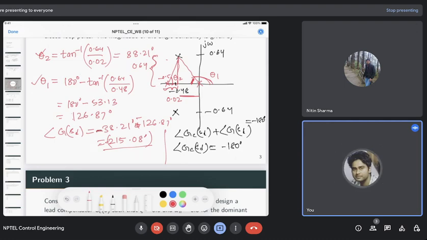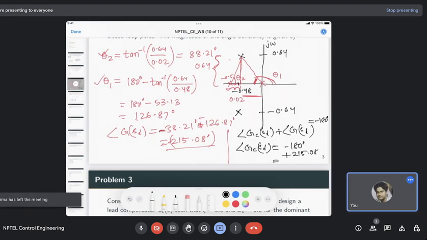So then we get 215.08 minus 180, which is approximately equal to 35.08 degree.